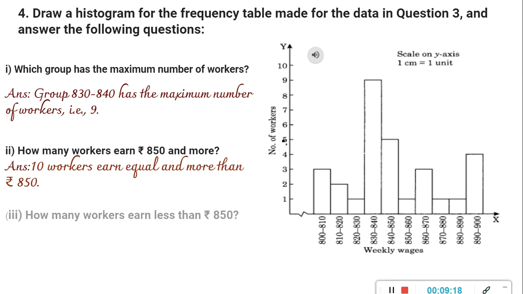Now third question is, how many workers earn less than rupees 850? Then for less than 850 we have 3 plus 2 plus 1 plus 9 plus 5. Means how many are there? 20 workers. So 20 workers earn less than rupees 850. Clear?